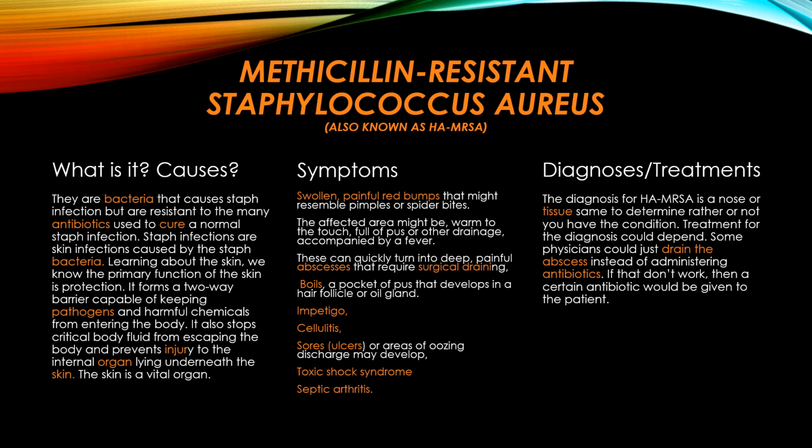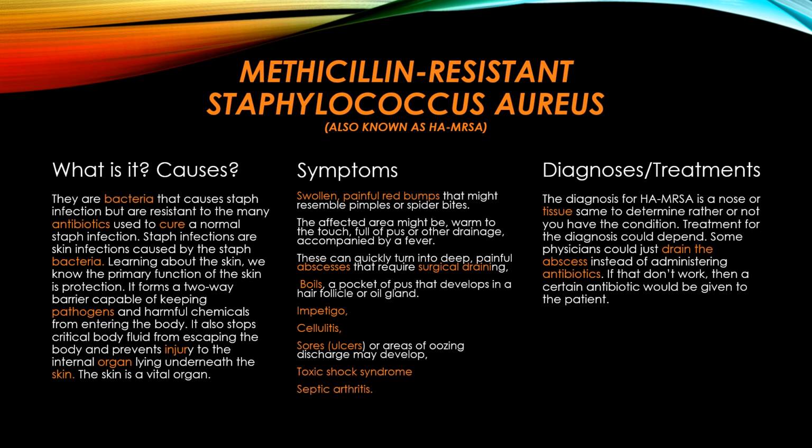The symptoms of HA-MRSA are swollen, painful red bumps that might resemble pimples or spider bites. The affected area might be warm to the touch, full of pus or other drainage, accompanied by a fever. These can quickly turn into a deep, painful abscess that requires surgical draining. Boils, a pocket of pus that develops in a hair follicle or oil gland. Impetigo, cellulitis, sores or ulcers, and areas of oozing discharge may develop. Toxic shock syndrome, septic arthritis.